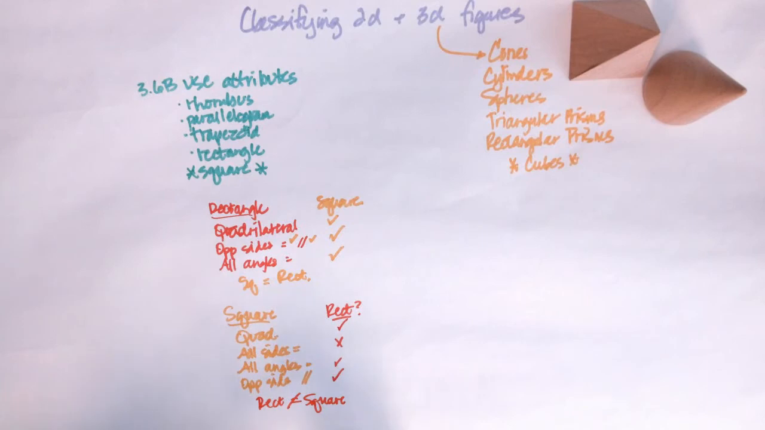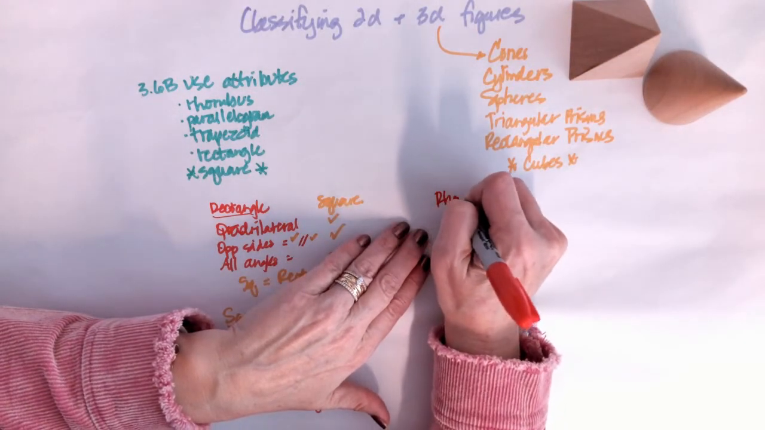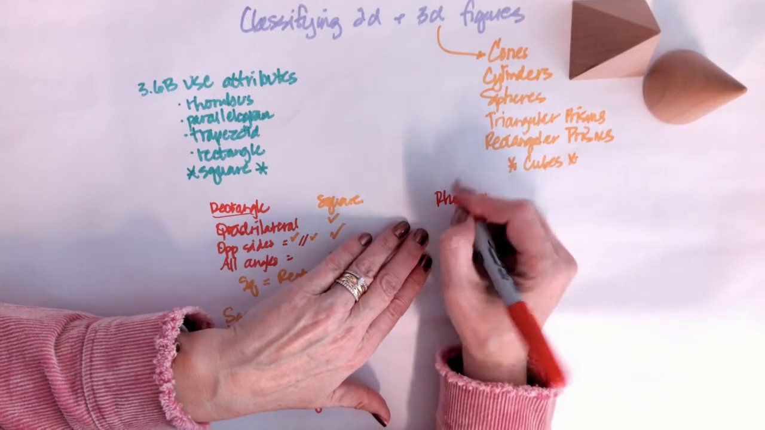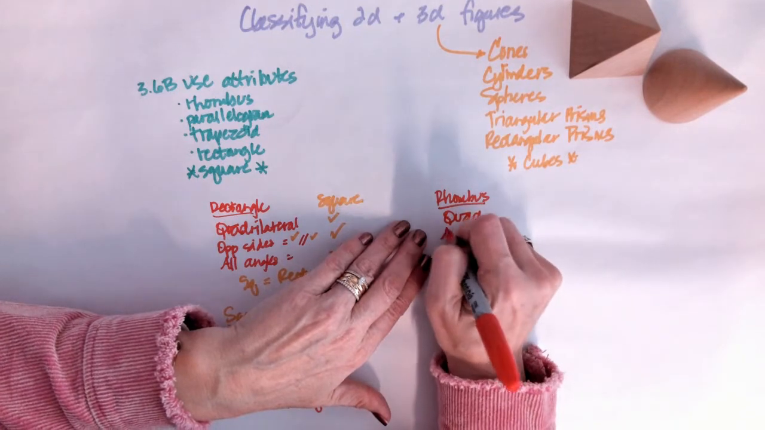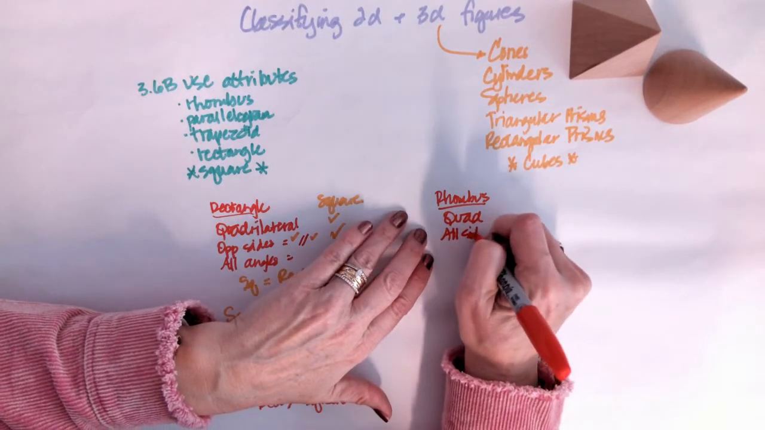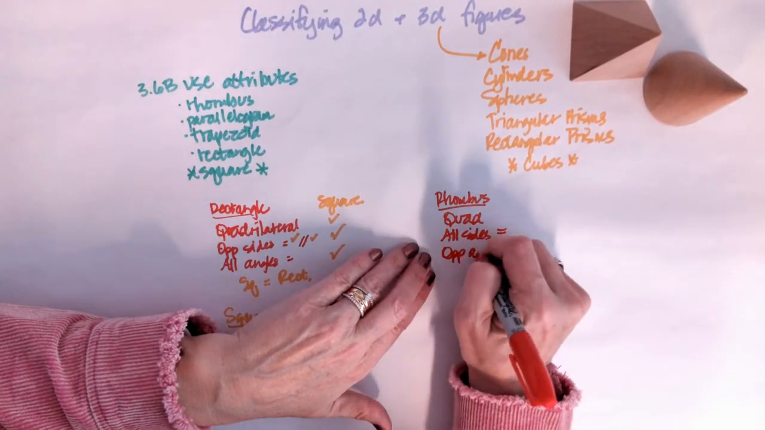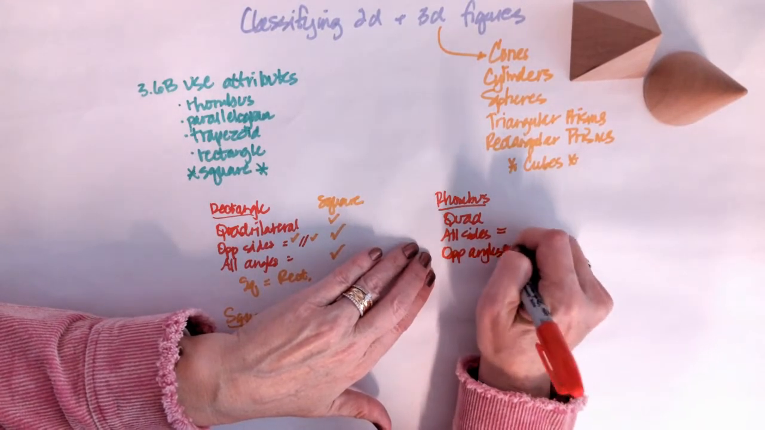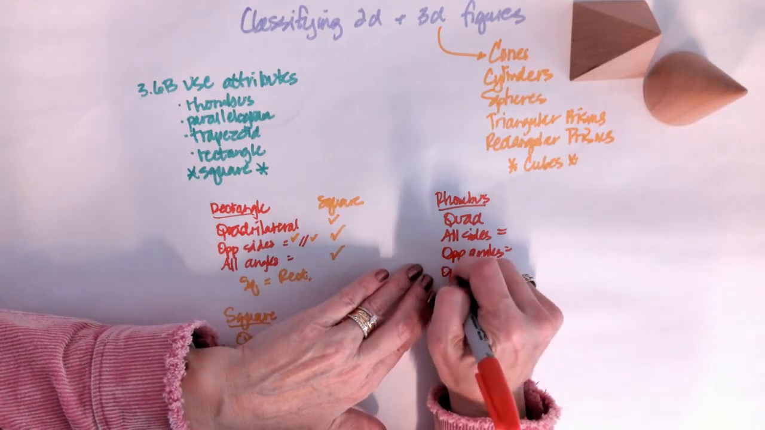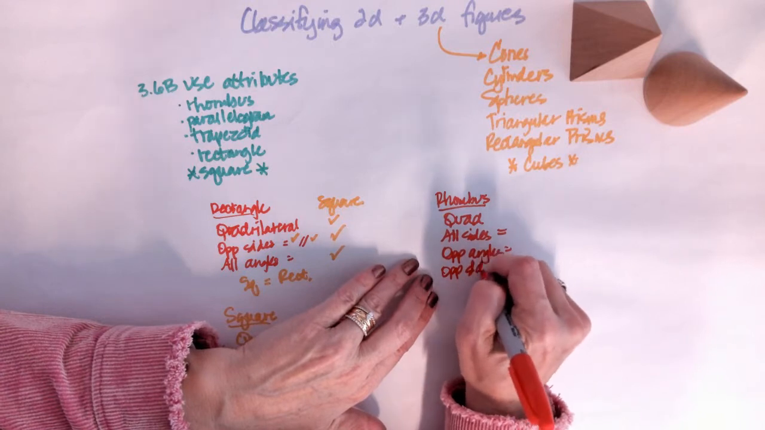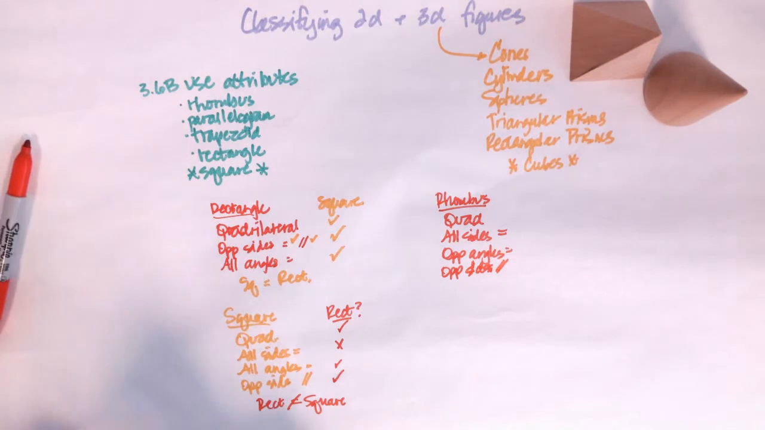We could do the exact same thing for a rhombus. So let's do that. A rhombus. It is a quadrilateral. All sides are congruent or equal. Opposite angles are equal or congruent, and opposite sides are parallel. That was terrible handwriting.